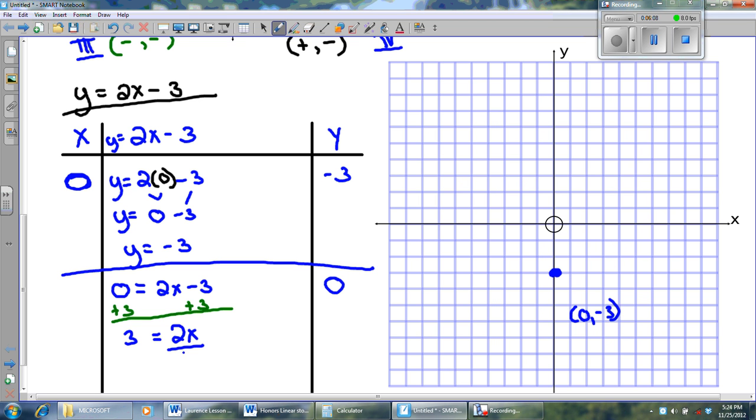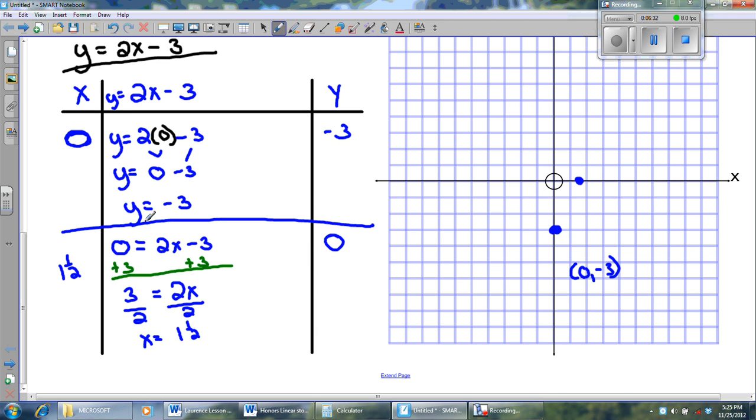Then I'm going to divide by 2. And I'm going to get x is going to equal 1.5. So I'll write 1.5 here. Well, I'm going to graph the point 1.5. So I'm going to go 1 in the x direction, then another half, and then 0 in the y direction. There's the second point. Now the third point is going to be up to me.